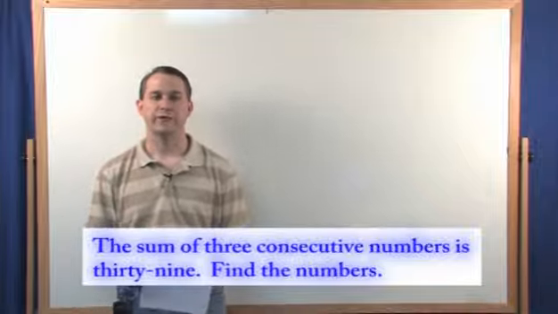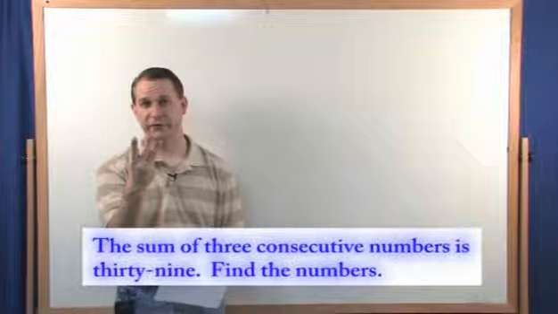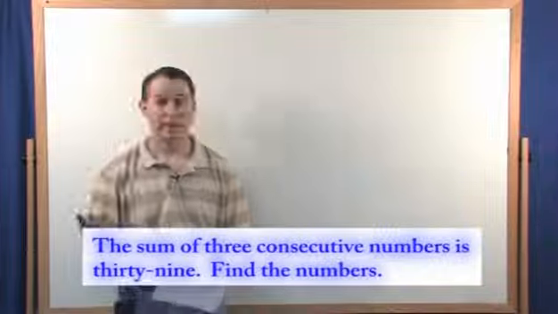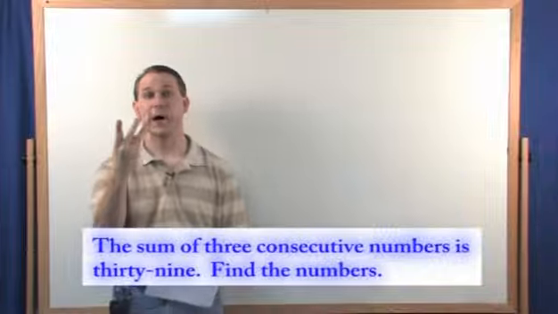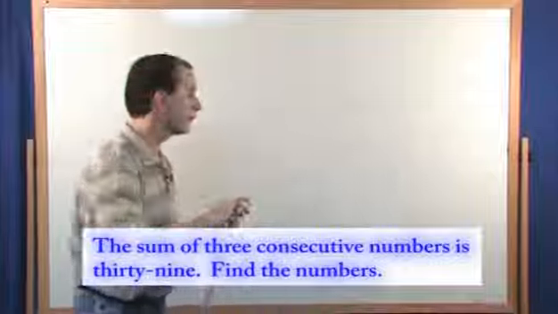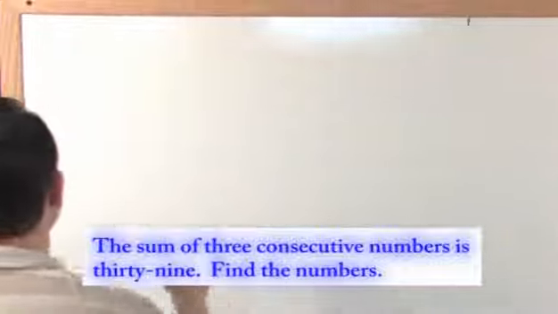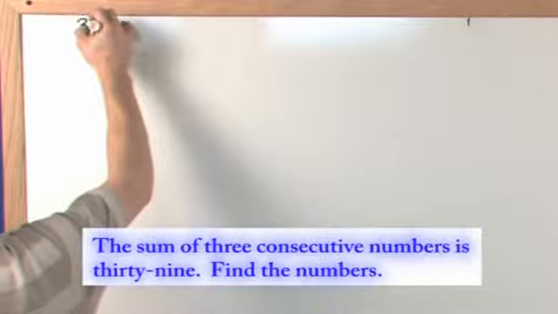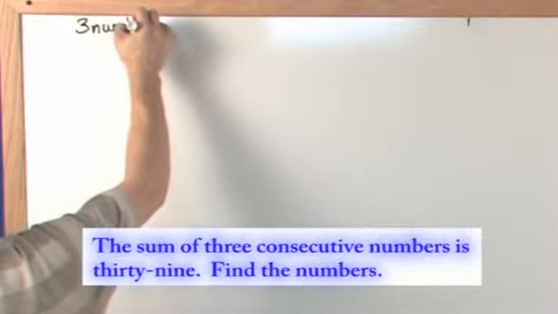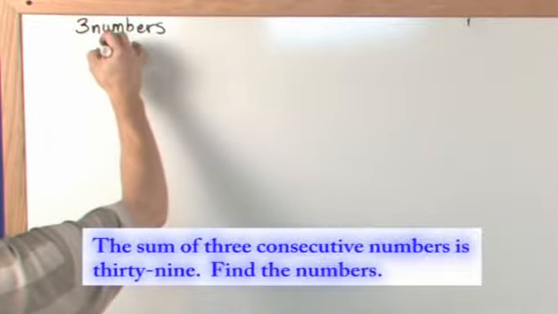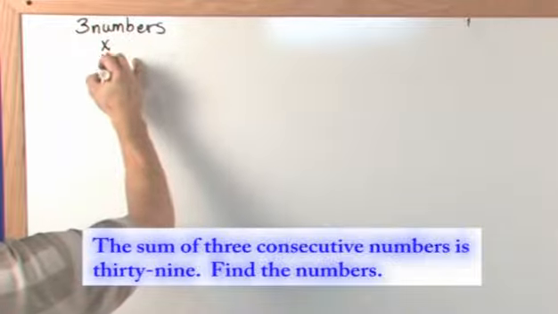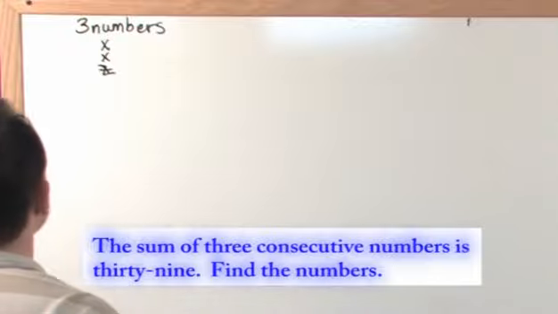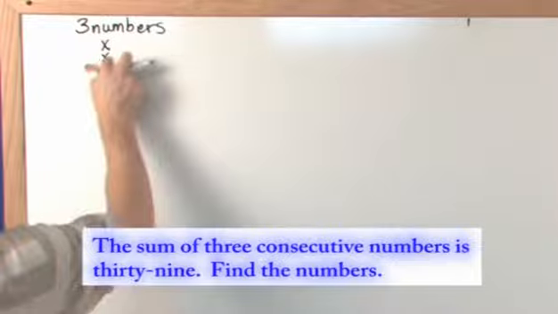Find the numbers. So right off the bat, you have three numbers that you're dealing with, and you're trying to find them. So you're going to have three variables, x, y, and z. That's what I'm going to call them. So let's write that part down. You have three numbers that you're trying to solve for. We're going to call them x, y, and z.